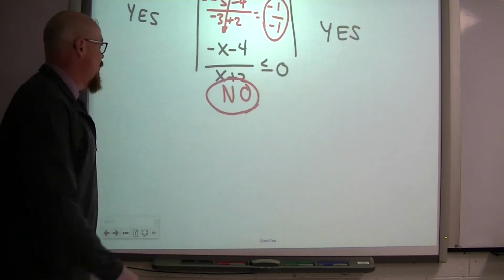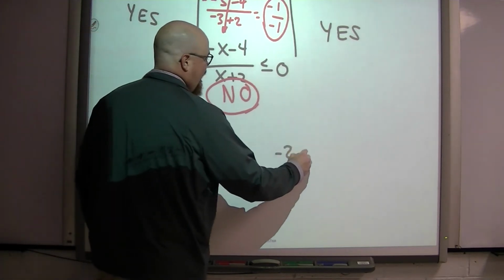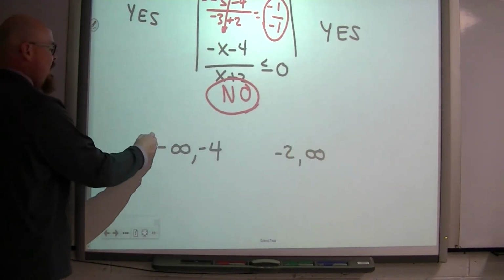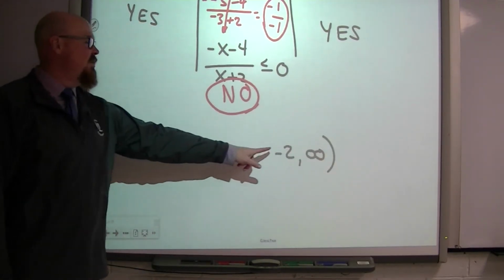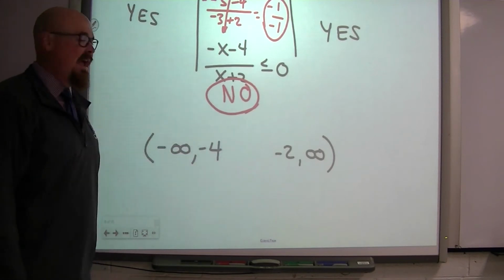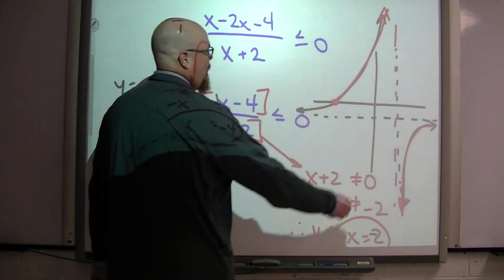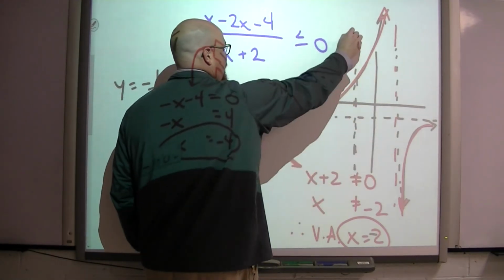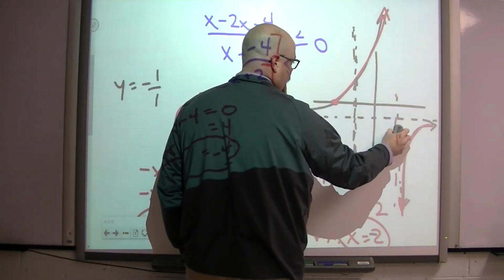Now, when we go to write them, we've got -infinity to -4. We've got -2 to positive infinity. Here's where we want to look. First of all, infinity never gets brackets. But we have to determine if we're going to use brackets at -4 and or -2. That's where the graph kind of helps us. My graph's a little screwed up, right? This asymptote is supposed to be at -2, not +2 over here, right?